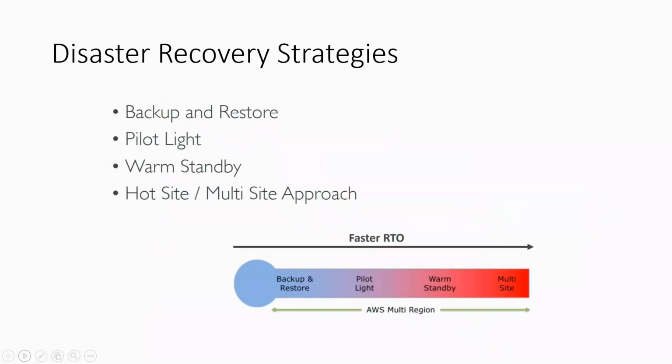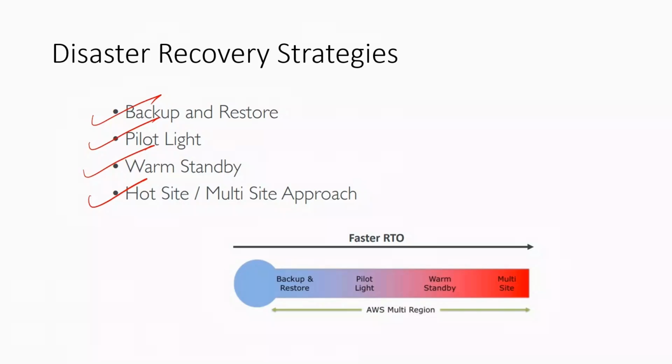So what are the disaster recovery strategies that are there? One of the strategies is backup and restore, then there is a pilot light, then there is a warm standby, and then there is hot site or multi-site approach. Now depending on the type of recovery strategy that you use, the RTO actually varies in that case.